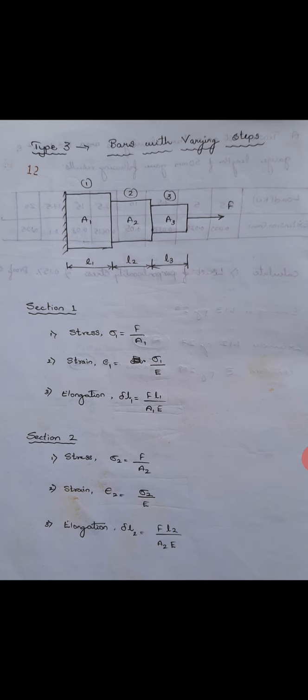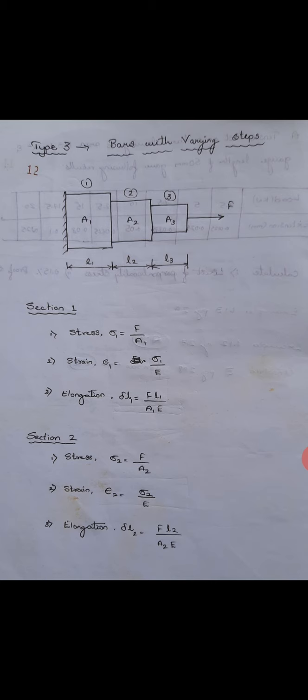So sigma 1 is F upon area A1 for section 1. I'm talking about section 1. So we get the answer in Newton per mm square. Calculate this separately. Then, for section 1 again, calculate the strain epsilon 1. Epsilon 1 we can also find by the formula sigma 1 upon E, if E is given. We can find the strain using this equation.